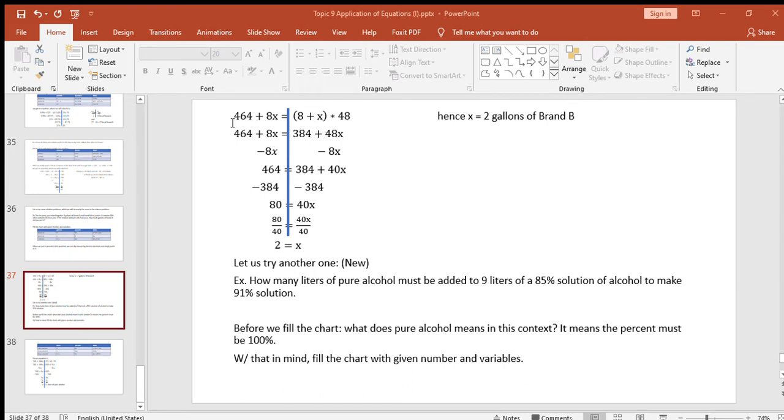Since we're doing this like a solution problem, don't forget to draw the line.